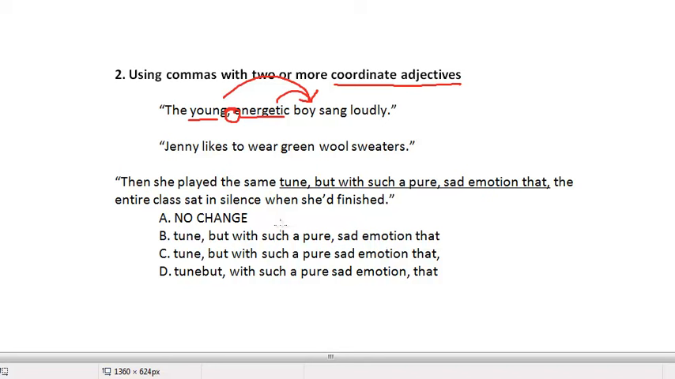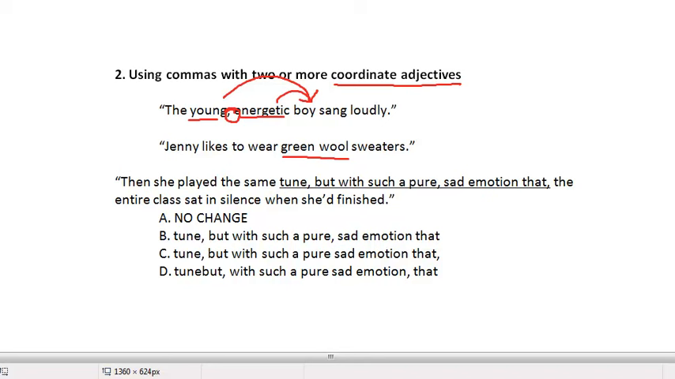So let's take a look at the other example. It says, "Jenny likes to wear green wool sweaters." In this case, we don't have a comma in between these two words. So we're going to check to see whether or not there should be a comma here. "Jenny likes to wear green and wool sweaters." Since that doesn't make sense, we know that there should not be a comma in between these two words.